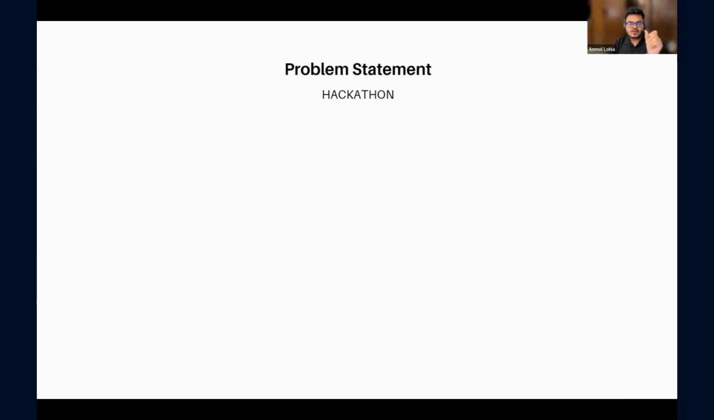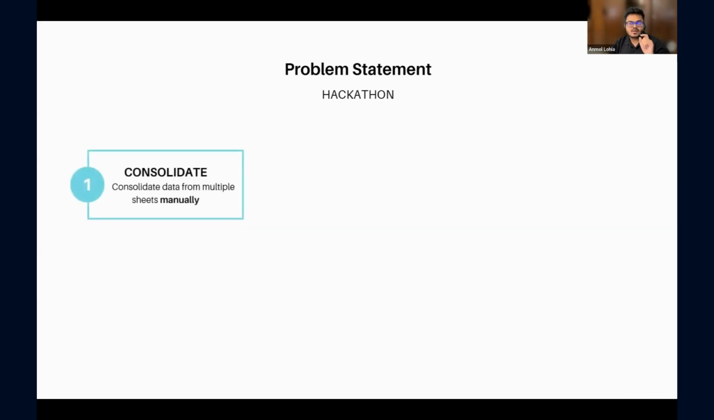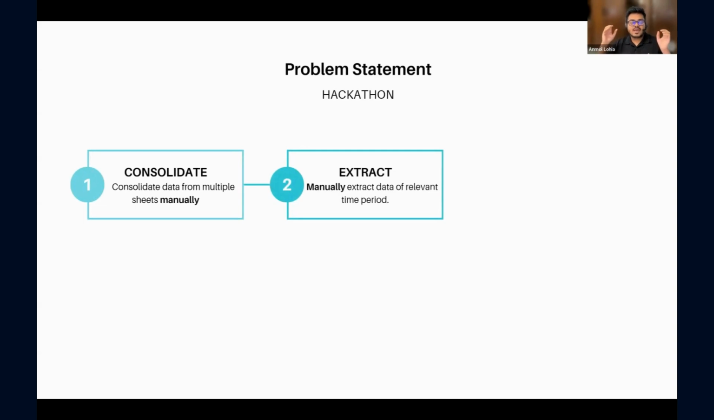So just a quick introduction about the problem statement. First, as a person who's trying to create an invoice for the reimbursements, I would have to consolidate the data from all the employees into one single Excel sheet, which I'll have to do manually. Next, I'll have to extract the data for the relevant dates. Let's say I give a weekly bill to my clients, right? So let's say my week is 2nd of November to 9th of November, for example. So I need to extract only a particular date range from all the consolidated data.